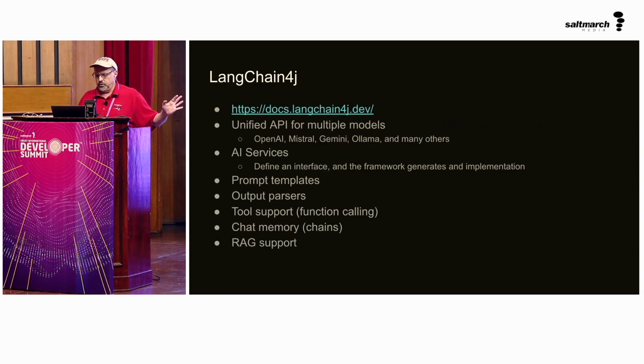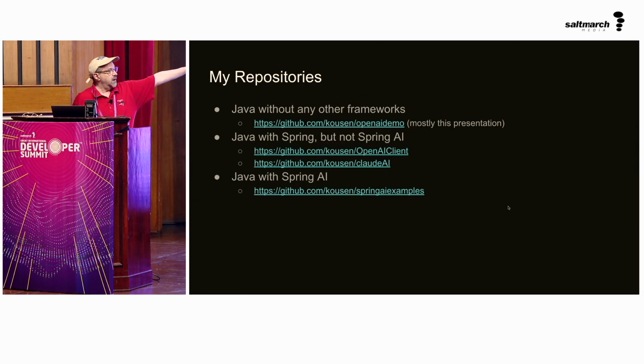What I want to show you, let me skip forward. There are the GitHub repositories that you may be interested in. They're all under my account, so under Kousen. The one called OpenAI Demo is the one I've been showing you now mostly that doesn't use a framework. Whereas the one called OpenAI Client, that's the one that keeps growing and growing. That uses Spring, but not Spring AI, just Spring stuff with auto wiring and the Jackson parser and everything. I've got one for Claude as well. You don't really need that one.